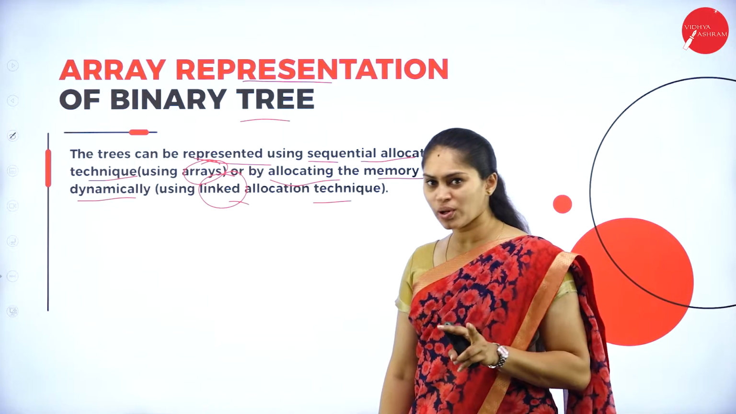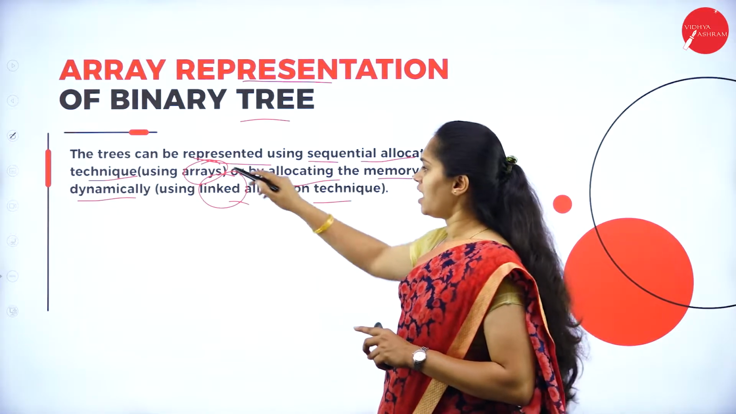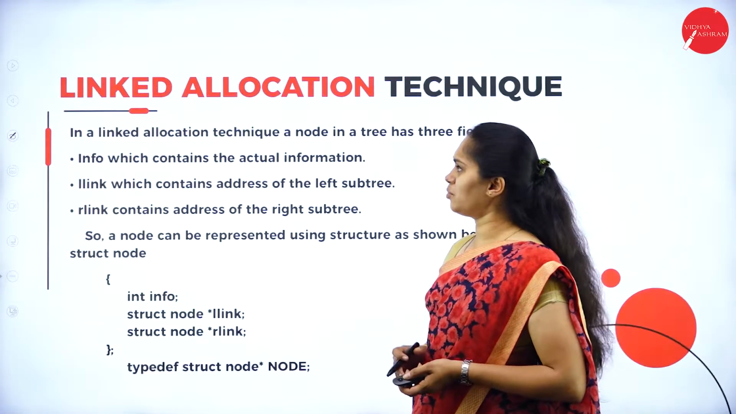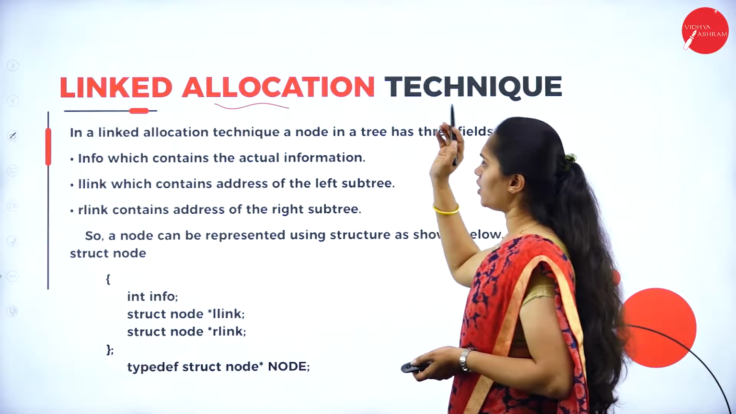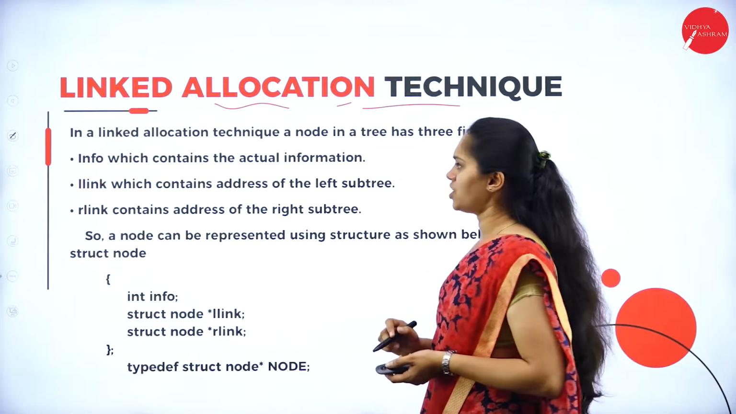We have two kinds of methodology in order to represent a binary tree. One is arrays, and the other is by making use of a linked list. So we will see the first type, that is, allocation of a memory space by making use of this linked allocation technique.